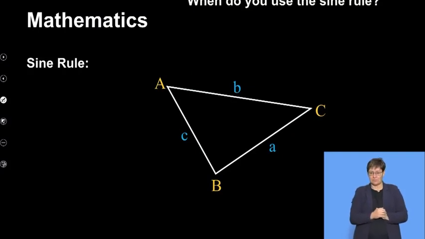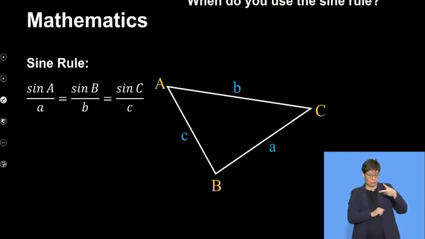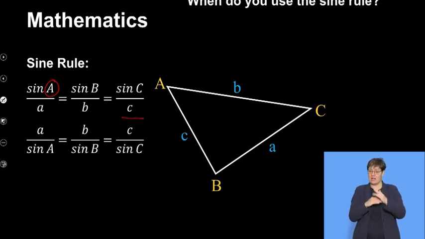Okay, so first we're going to do the sine rule, and remember the sine rule for any triangle ABC. There are two versions. The version with the angle on top: sine A over a equals sine B over b, which equals sine C over c. This is the version we use when we're trying to find angles. The second one is the version with the sides on top. It's just a reciprocal of the previous one. So a over sine A equals b over sine B, which equals c over sine C.